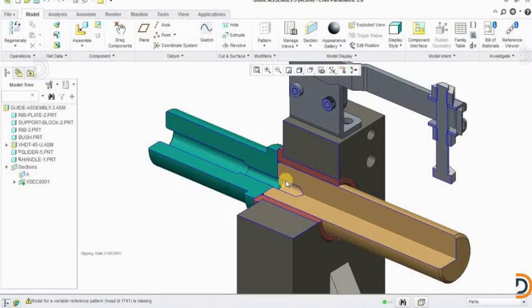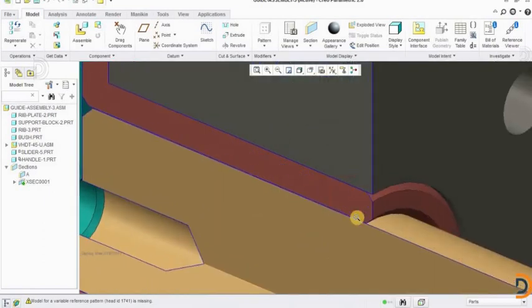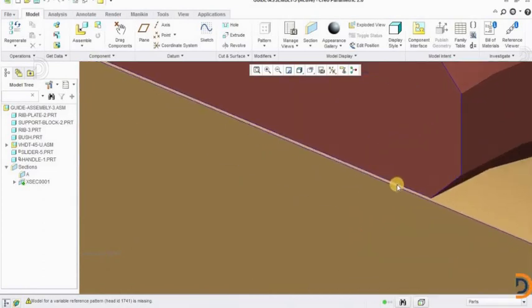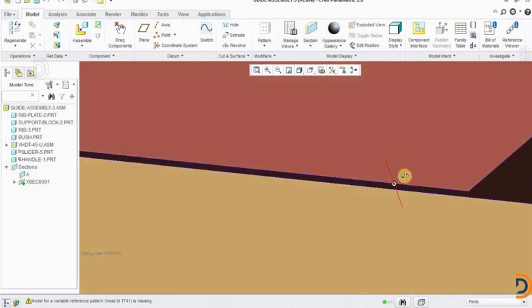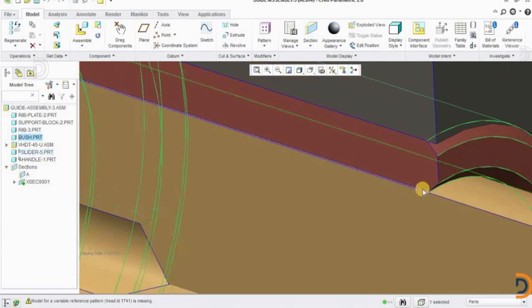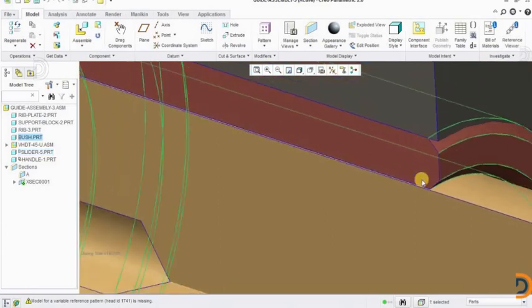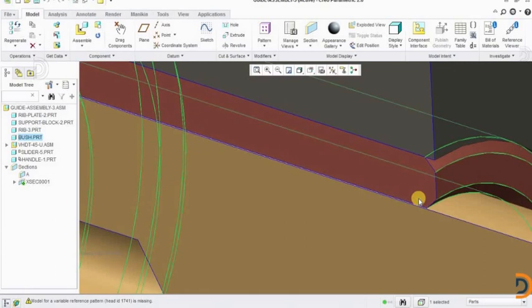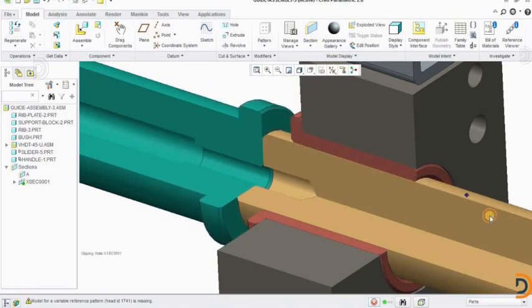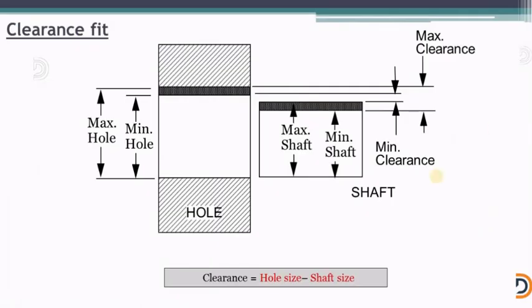When we assemble these parts together, we will notice that there is a gap between the two mating parts. Here we can see the gap between the bush and slider. This gap is nothing but clearance, and this is what a clearance fit is, in which we get a loose fit between two mating parts. Clearance can be calculated as hole dimension minus shaft dimension.